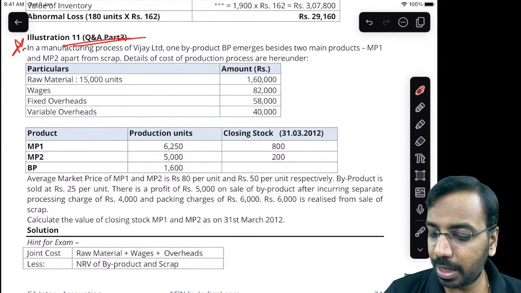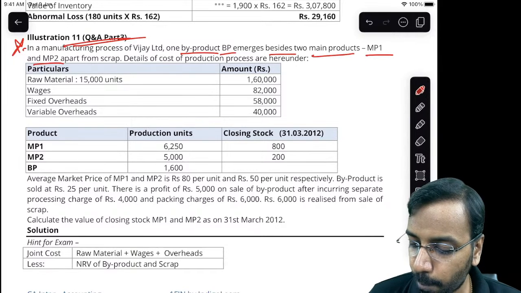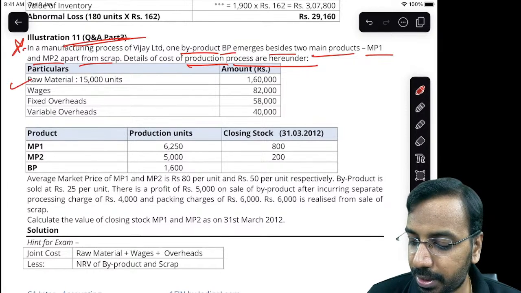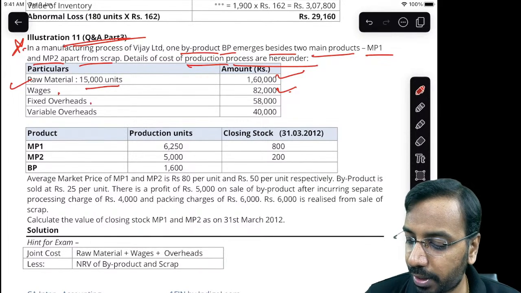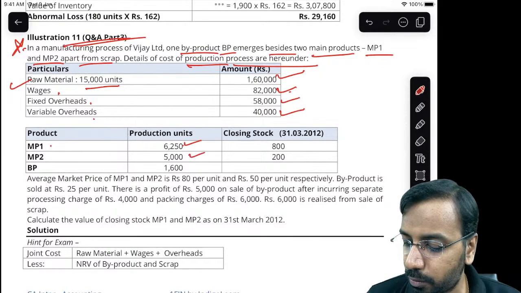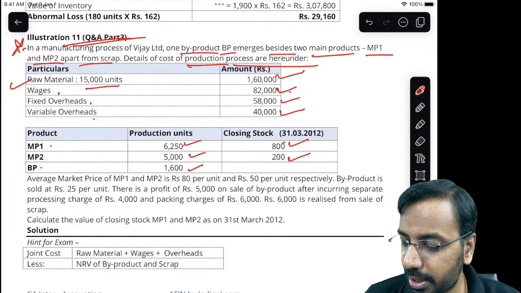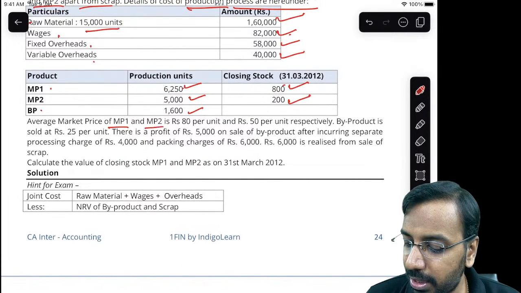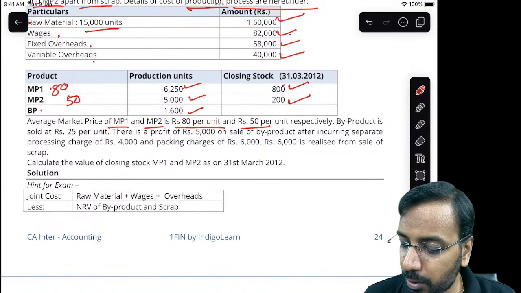Okay, here in the manufacturing process of Vijay Limited, one byproduct BP emerges besides two main products MP1 and MP2, apart from scrap. Details of cost of production process are given below. Raw material for 15,000 units 1,60,000, wages 82,000, fixed overheads 58,000, variable overheads 40,000. MP1 we produce 6250, MP2 5,000, BP 1600, closing stock 800 and 200. Average market price of MP1 and MP2 is 80 per unit and 50 per unit respectively. Byproduct is sold at 25.